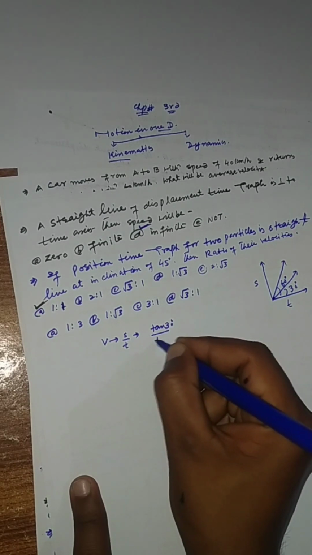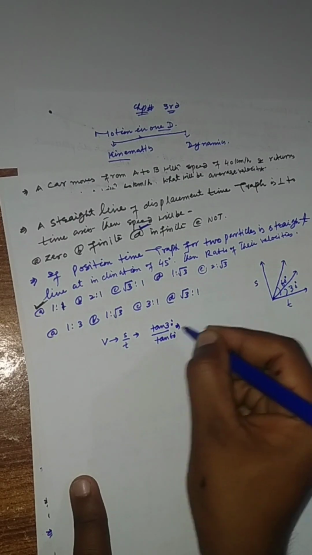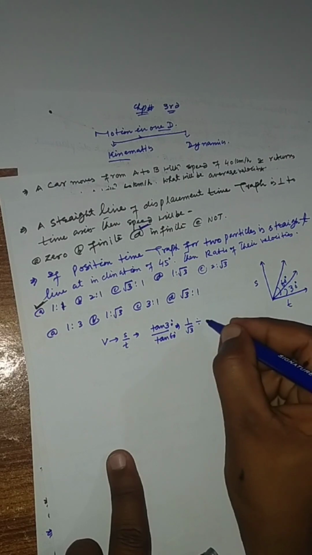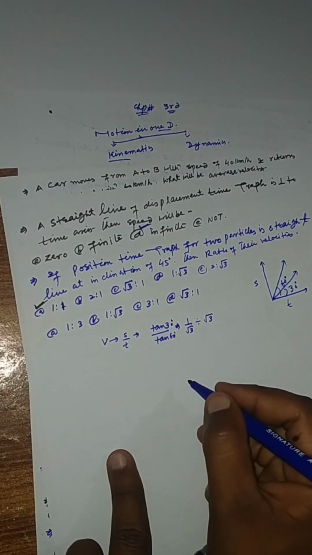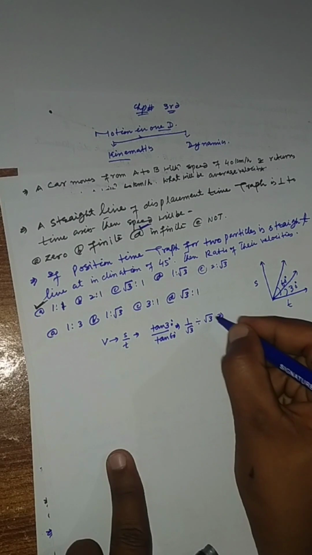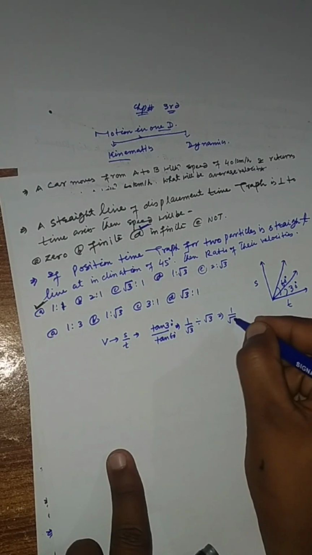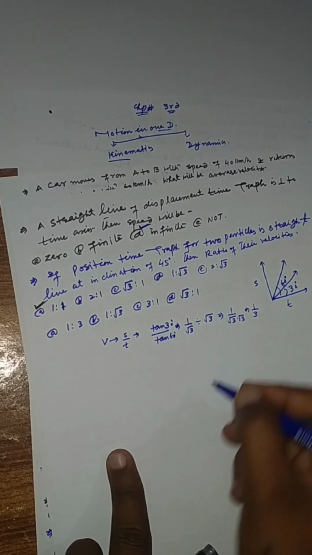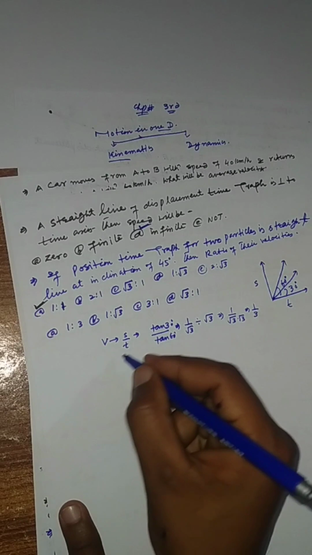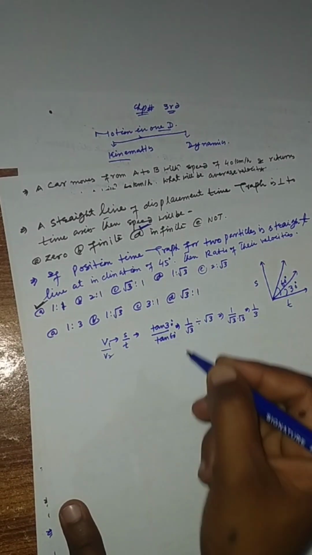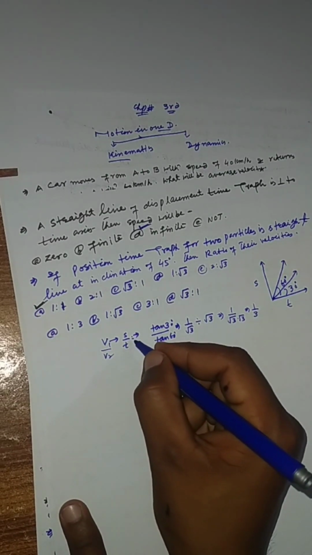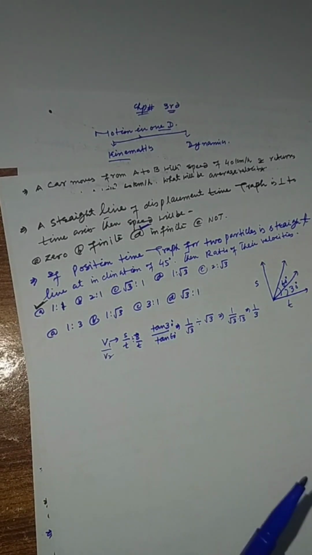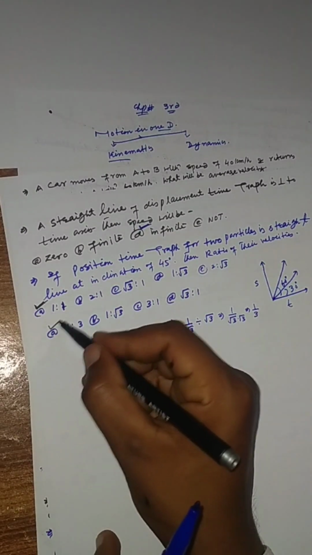30 to tan 60. Tan 30 is equal to 1 over radical 3 and tan 60 is equal to radical 3. So we will get 1 over radical 3 into radical 3. This will be 1:3. So what will be the velocities, v1 over v2? Okay, so this will be 1:3. The correct answer is 1:3.